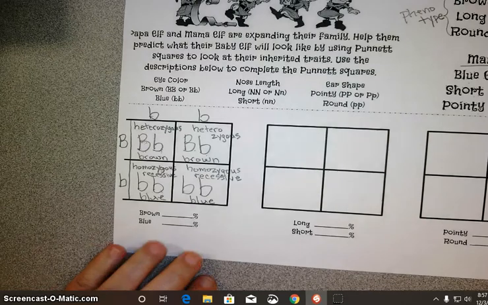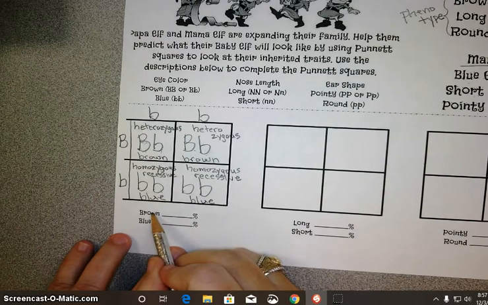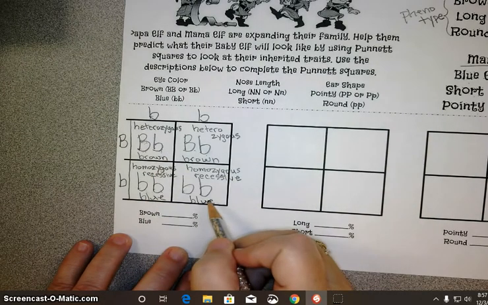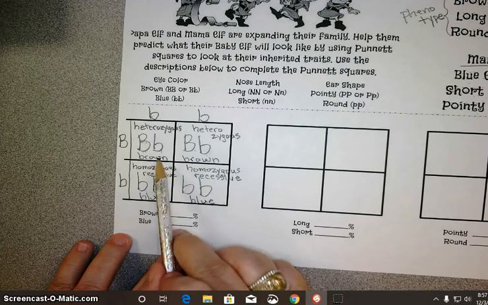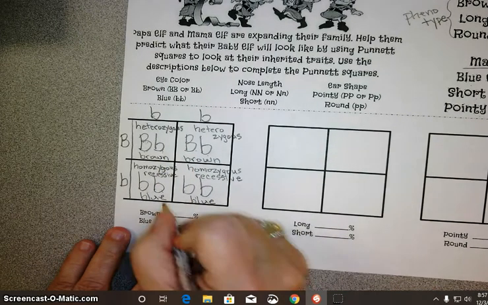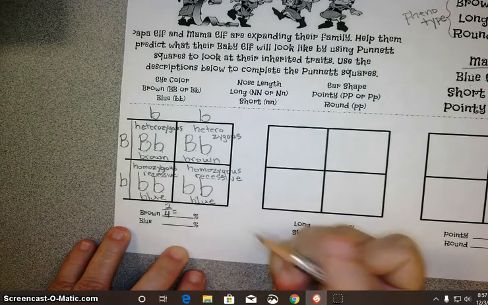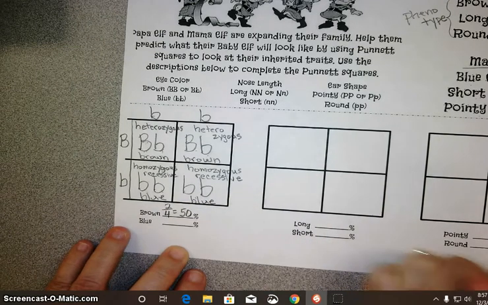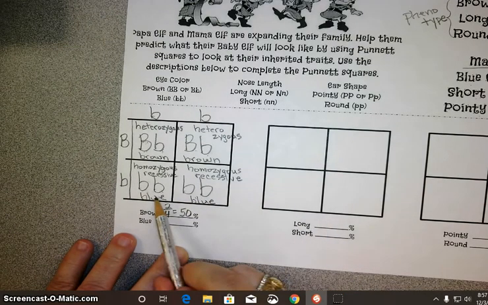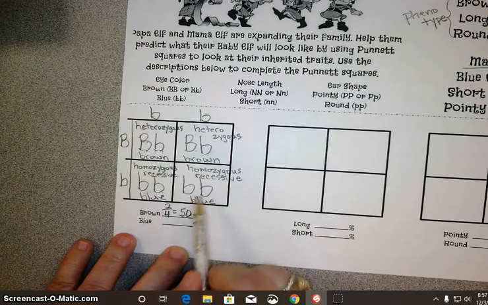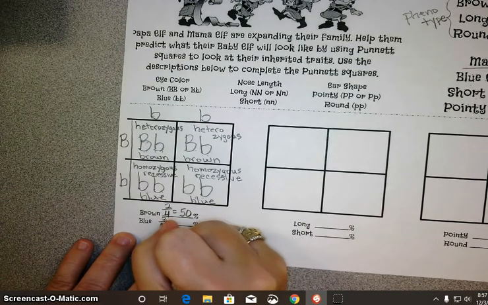Now, percentage-wise, how many of these 4 offspring had brown eyes? Well, we have 1, 2 out of 1, 2, 3, 4. So that's 2 out of 4, and if we did that as a percentage, it would be 50%. How many were blue? 1, 2 out of 1, 2, 3, 4, and so that would also be 50%.